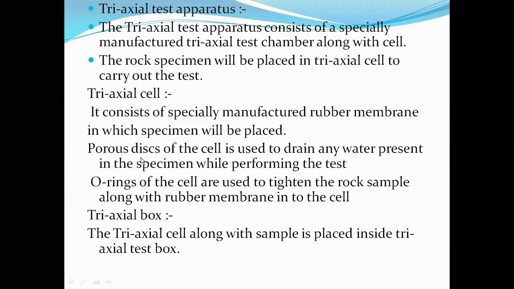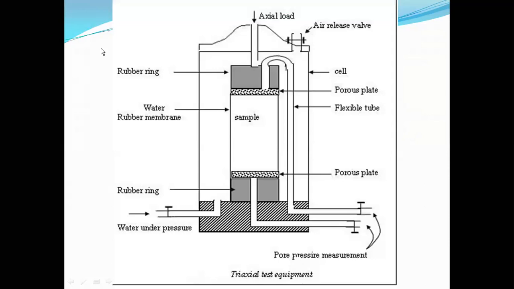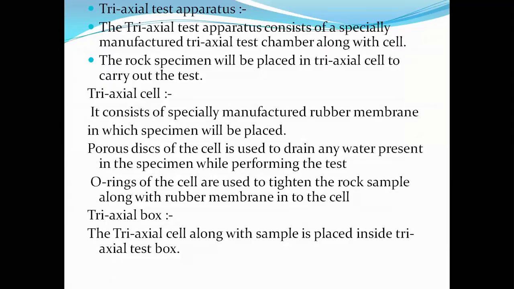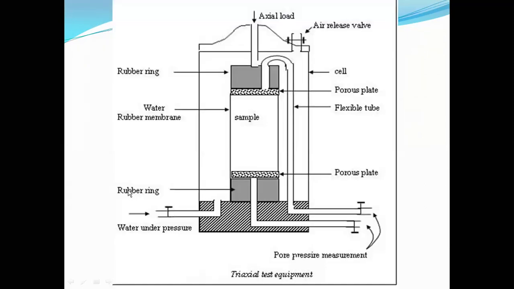Next, the porous discs of the cell are used to drain any water present in the specimen while performing the test. As I said in the previous slide, there are porous plates. These are mainly used in the case of soil specimens. Next, the O-rings of the cell are used to fix the membrane to the specimen.